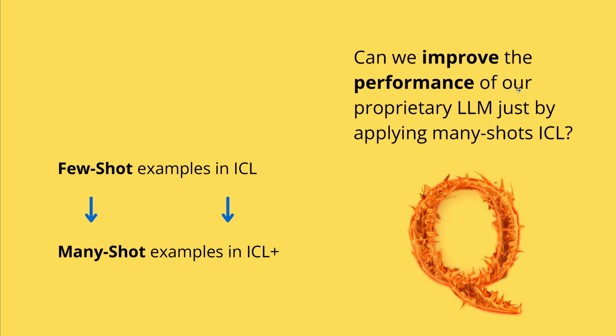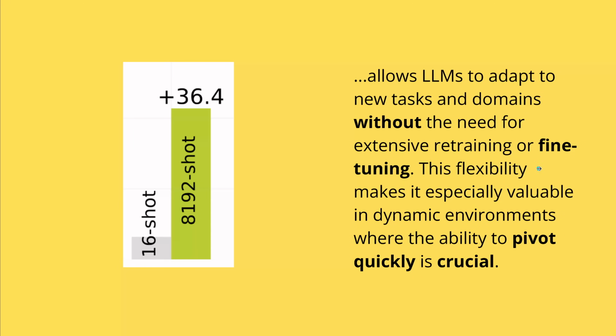So I had a burning question in my heart. Can we improve the performance of our proprietary LLMs, I pay for ChatGPT Plus, just by applying now many-shot ICL? Do I need to pay for the fine-tuning? Or can I just have here one prompt with many-shot examples, and it is much cheaper and I get maybe a better result? Is this possible?